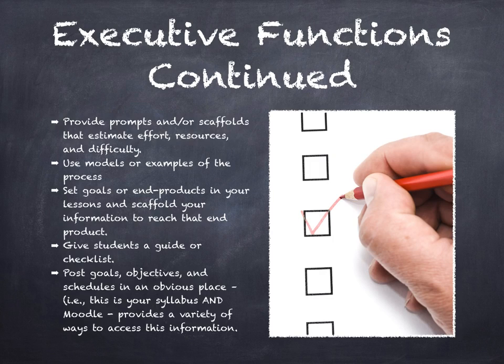So the photo of a person marking a check mark in a box reminds us to give students a guide or checklist of what to expect to learn or the steps needed to do XYZ. By posting goals and objectives and/or schedules, as well as an estimate of time, energy, resources, and difficulty, you're giving the student the reins to their learning, so they're in charge.